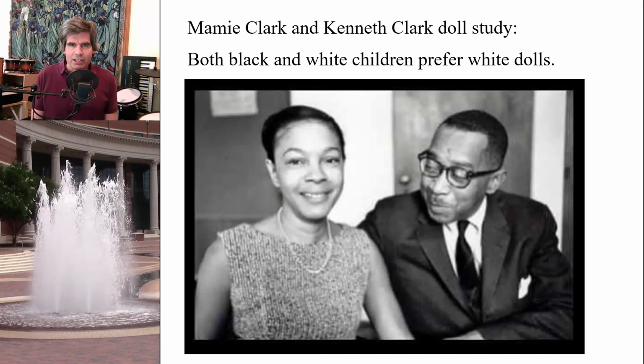The most likely explanation of the results is that in a culture that values whiteness and that devalues darkness, then even children with dark skin are attracted to things that are valued in the white culture.